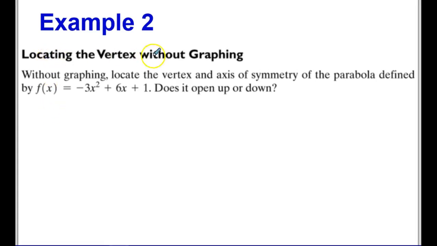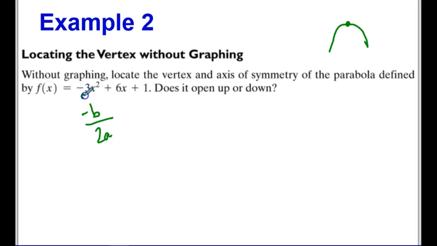Now we're going to actually find this vertex. I'm asked, without graphing, to find the vertex. First of all, I want to figure out, does this open up or down? I see that I have a negative here, so I know it's going to open down, so I'm going to have a maximum point. To find the vertex, I have negative b over 2a.